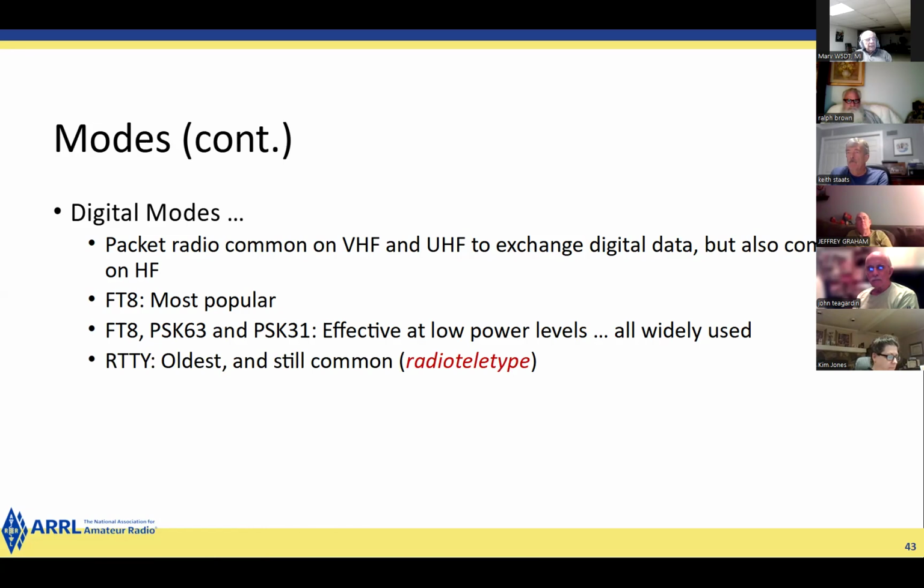RTTY is another one. It's the oldest and the most common. I shouldn't say most common, but it's still common. It's quite popular in contests. You're going to hear it on Saturdays a lot. Certain weekends when they have the RTTY contests, they really crank up, and they go really deep down into the CW portion of the bands. They take over because there's no QRLing. You might be having a QSO and they'll just come right down on top of you.